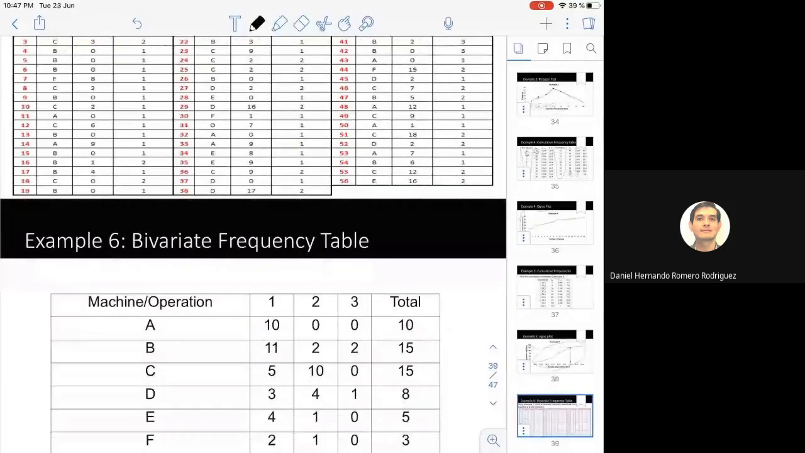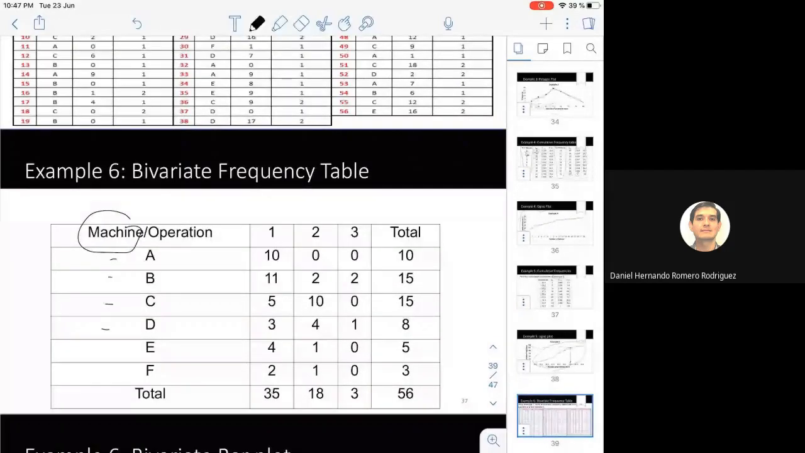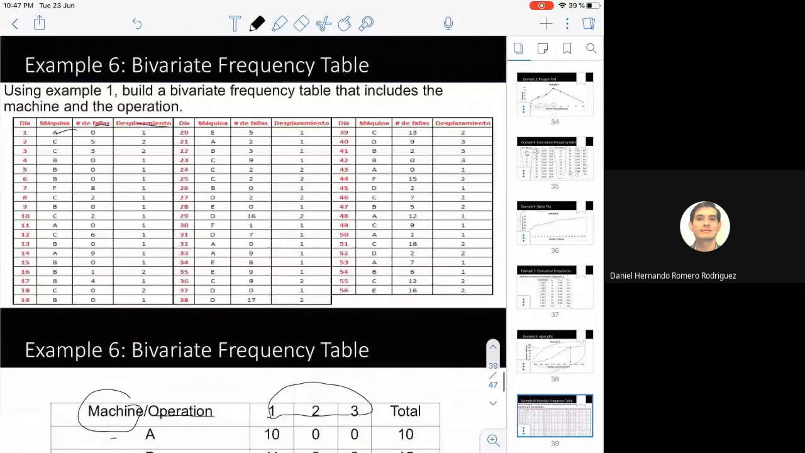Machine, so we have the machines in our rows, machine A, B, C, D, E, F, and in the columns, we don't have only one column here. Now there are three columns. The variable that we have in the column is the operation number. That will be the fourth column. This one, this one, this one. That's the number of the operation.